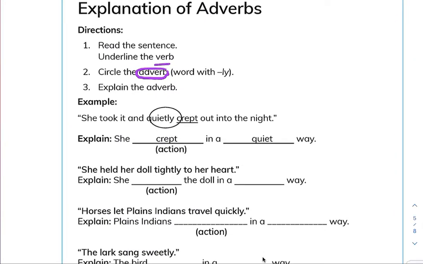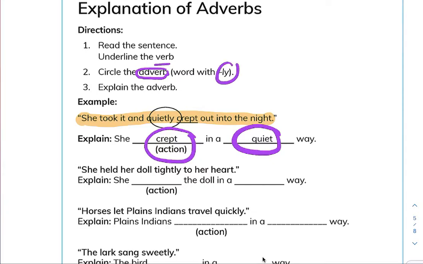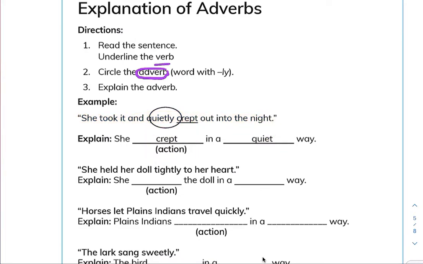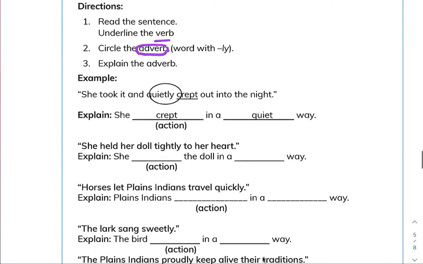So here's our example that we just did. We had the sentence, she took it and quietly crept out into the night. Our verb was crept, that was the action. And how did she creep? Quietly. Okay. So on the blank, we're going to write the action, the verb, crept, and she crept in a quiet way. So we take off the ly from the end so that we can describe how she crept in a quiet way.